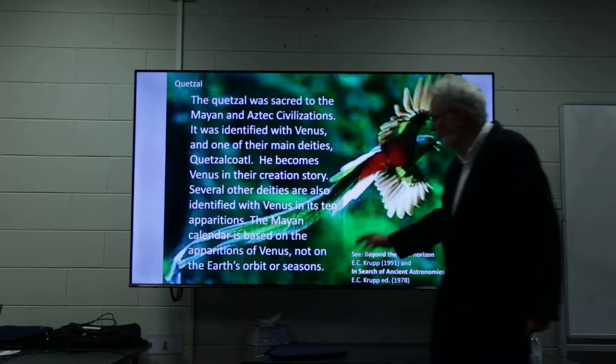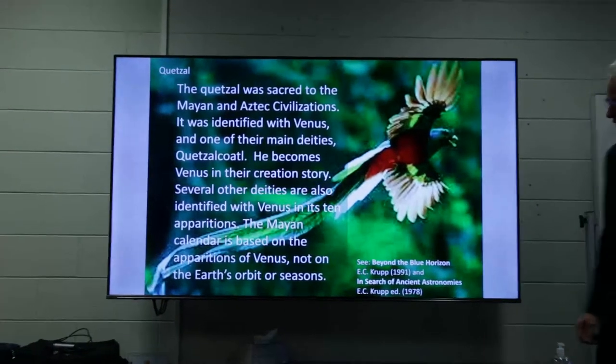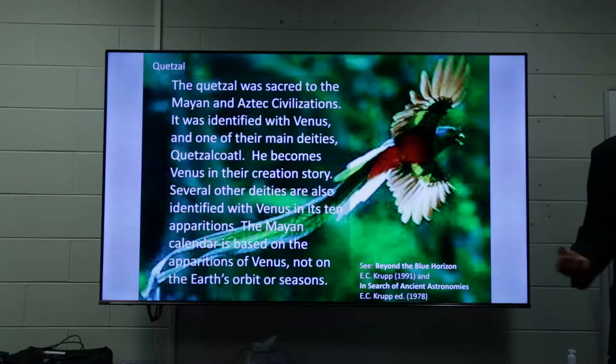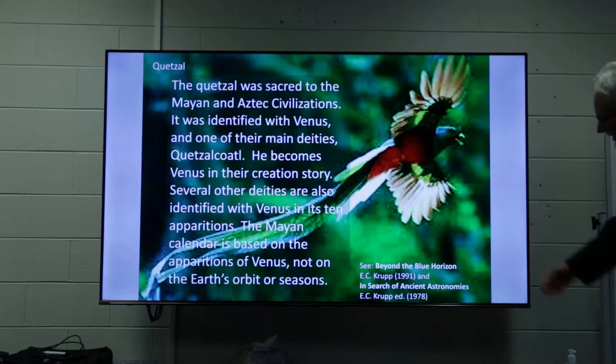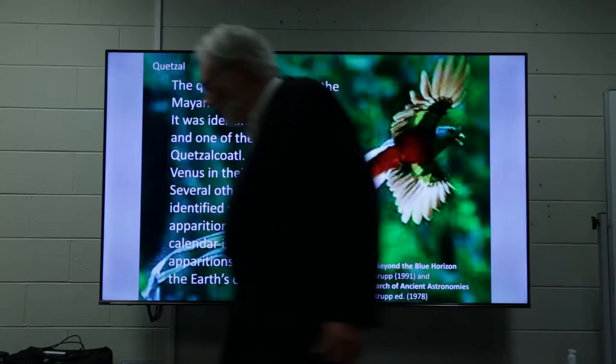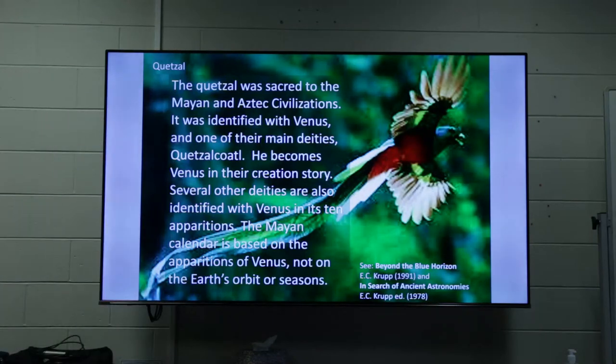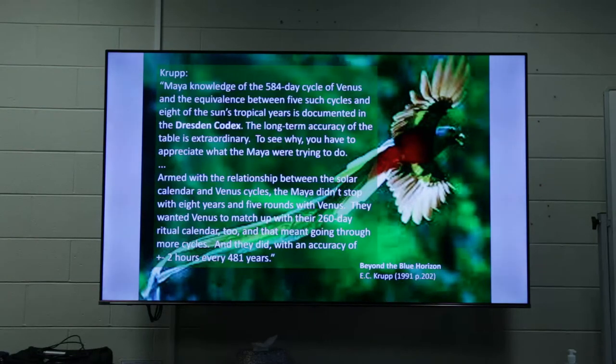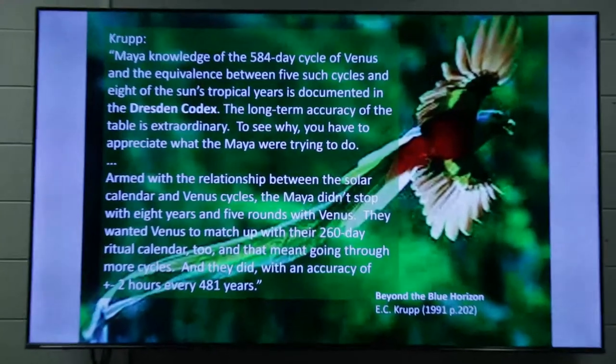And their calendar was based on the apparitions of Venus, not on the Earth's orbit or the seasons or anything normal like that. I'm quoting here from a book by E.C. Krupp, who was a great astronomical archaeologist, and he studied many civilizations. Let me just read you what he writes in this book.